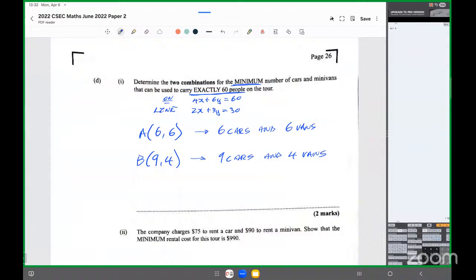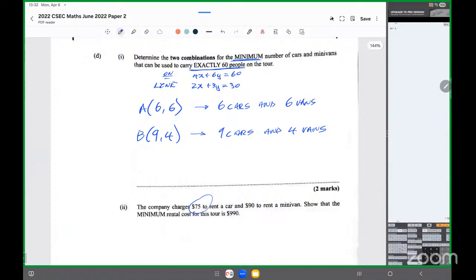The company charges $75 for a car and $90 for a van to rent. Show that the minimum rental cost for this store, the tour carrying 60 persons, is $990. So in other words, what's going to be the cost of those combinations?